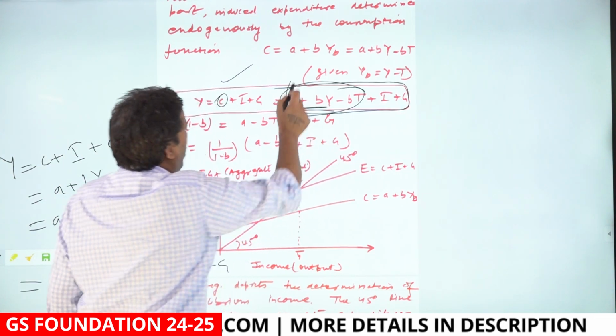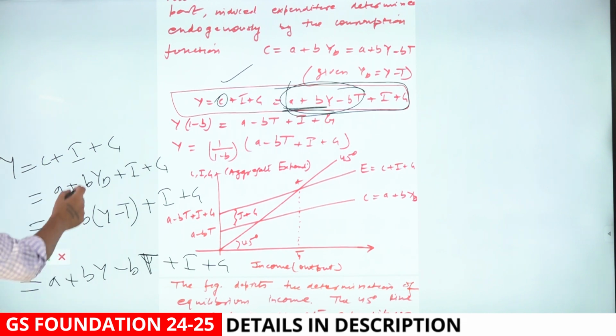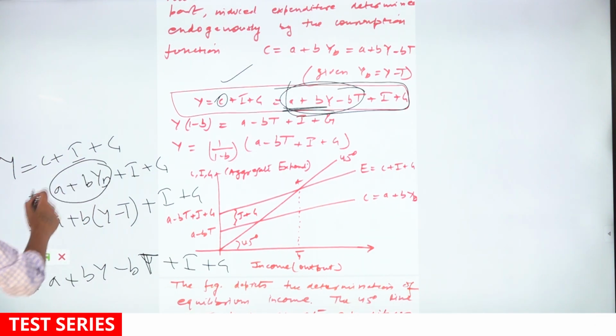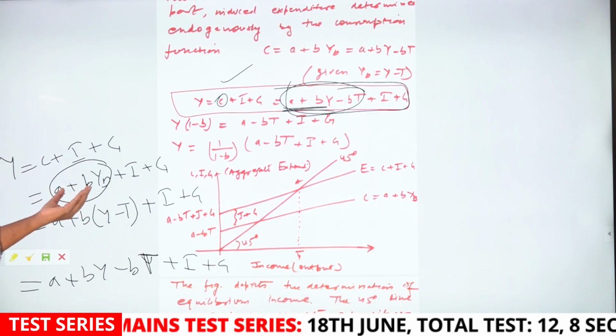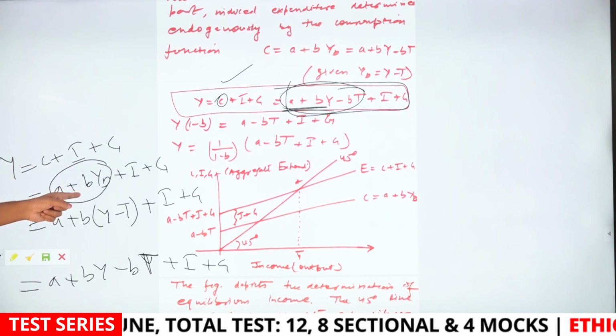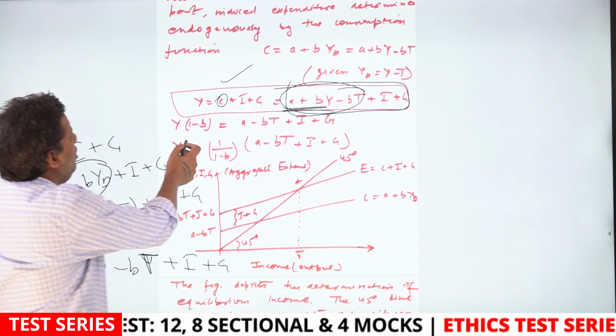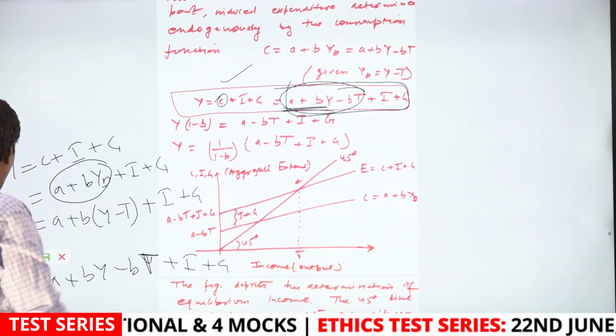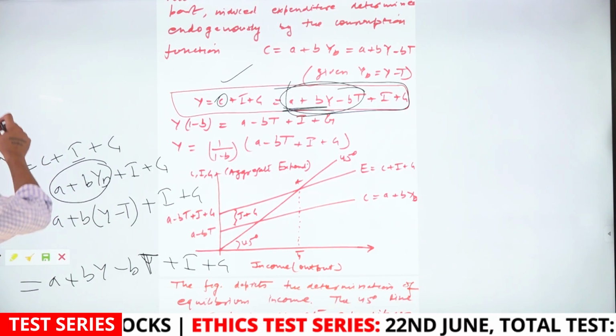Those who are wondering how this line came, from here you can see, we have done nothing but put the value of the consumption function. And what is the consumption function? It depends upon your disposable income. Okay, so when this is fine, you will take B common. Now from here you can take this B common. So what you will get?